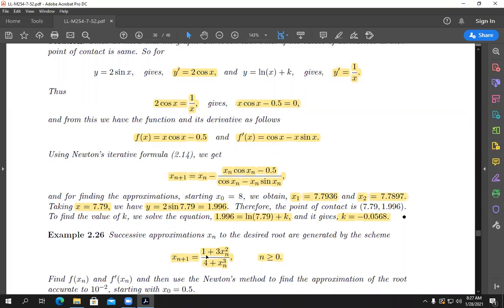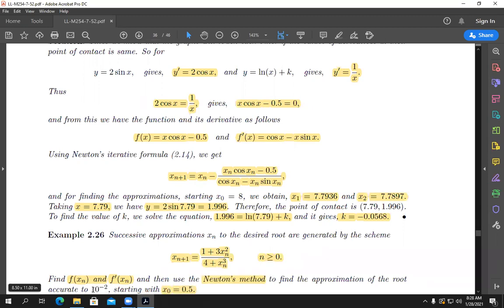Good. This is also a very good example. He says the successive approximation xn to the desired root by this scheme. Scheme means the formula. This is a given formula. What is the question? He says find f and f dash, then use Newton method to find the approximation of the root accurate to 10 minus 2, starting with the initial approximation given here.